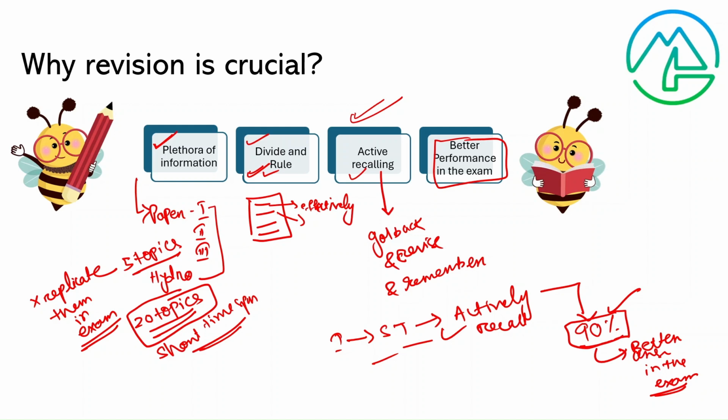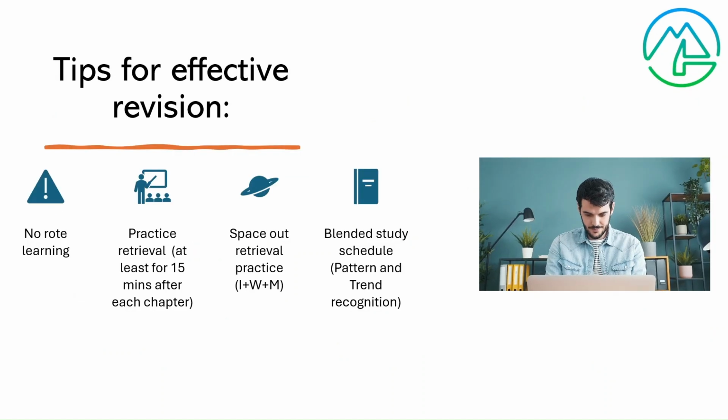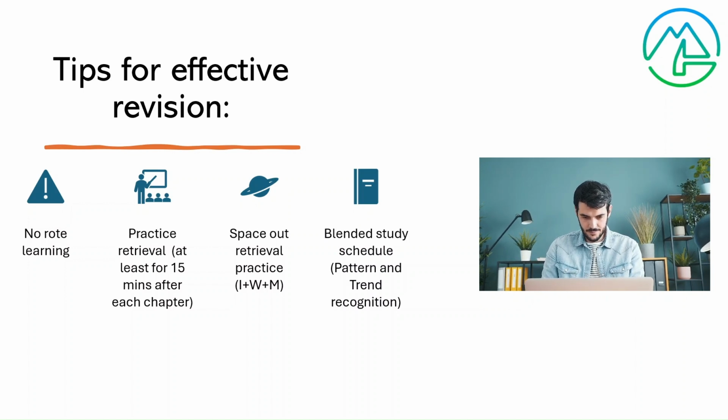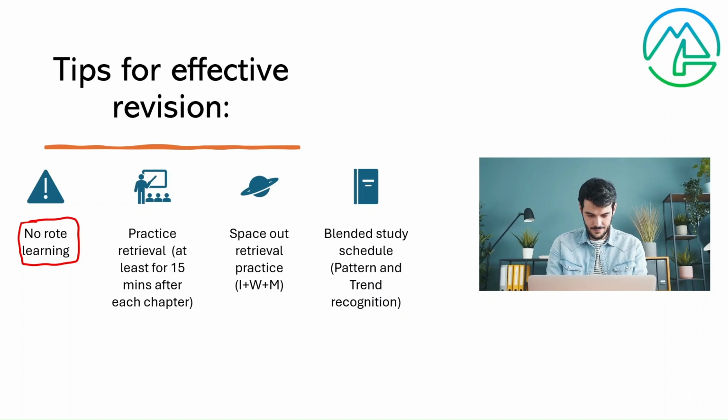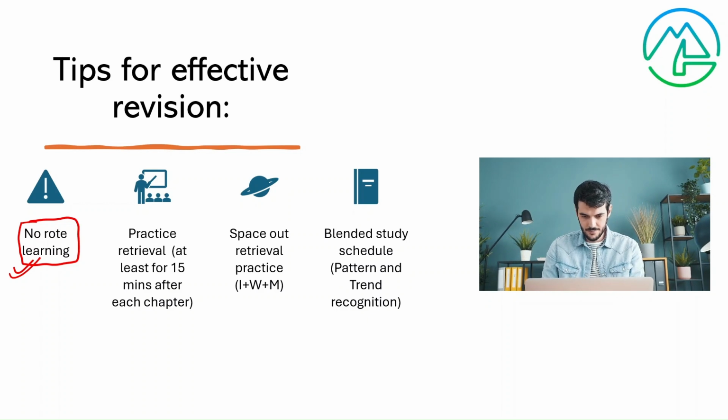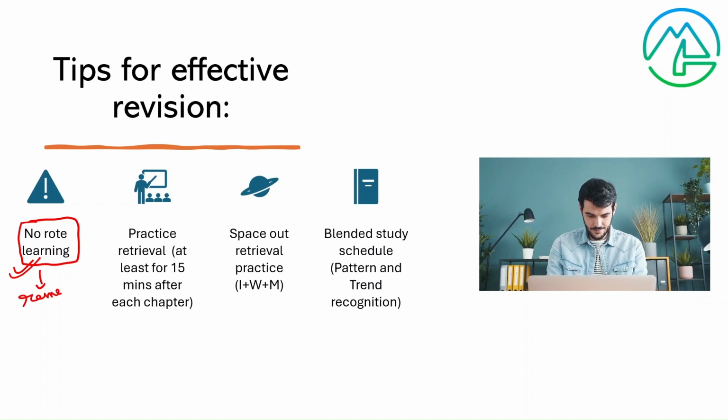Now let's talk about how to go about it. So these are certain tips for effective revision. The first thing that you need to do is you should not resort to rote learning, right? There should be no rote learning. मतलब definitions, examples, and the concept should not be crammed, right? You should always remember them from a conceptual point of view.